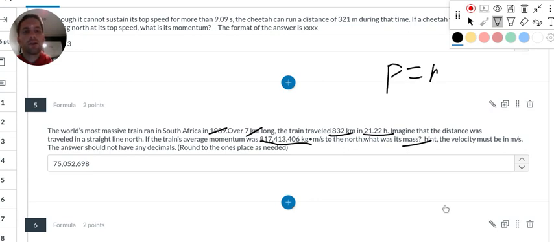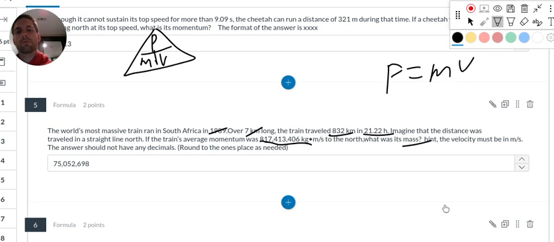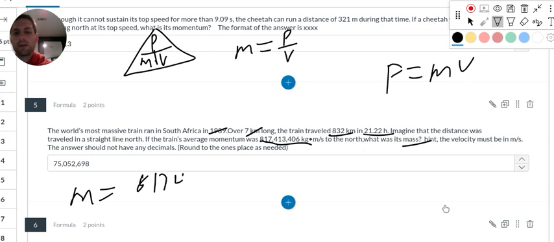using P equals mv, we can use the triangle, P, M, V. I want M, so that's P over V. I'm given P, but I don't have V. So I'm going to write it like this. So 8 is my P, 17, 4, 13, 406. Now, on the very bottom, we have to do something.